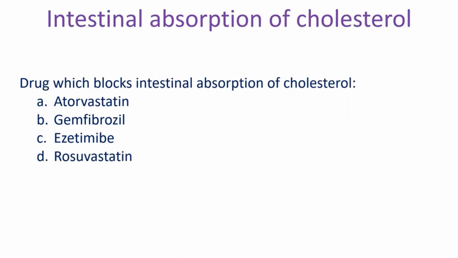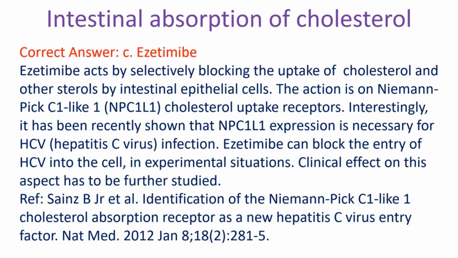Drug which blocks intestinal absorption of cholesterol. A. Atorvastatin, B. Gemfibrozil, C. Ezetimibe, D. Rosuvastatin. Correct answer C. Ezetimibe. Ezetimibe acts by selectively blocking the uptake of cholesterol and other sterols by intestinal epithelial cells. The action is on Niemann-Pick C1-like 1 cholesterol uptake receptors. Interestingly, it has been recently shown that NPC1L1 expression is necessary for hepatitis C virus infection. Ezetimibe can block the entry of HCV into the cell in experimental situations.